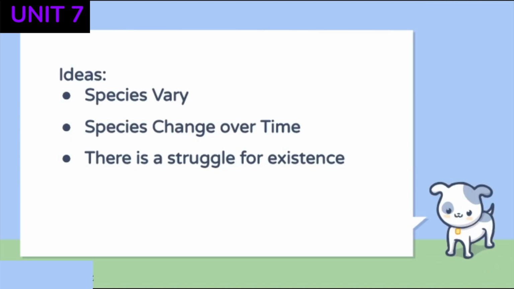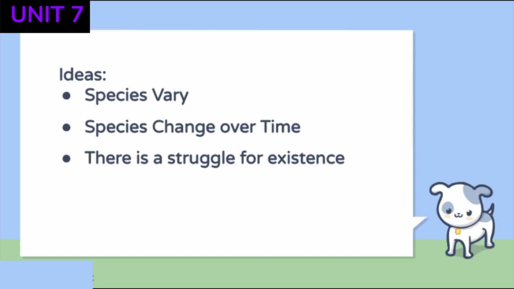First, species can vary. So within a population, we can have individuals with different versions of traits. We know this from when we were studying genetics. We saw there are different phenotypes within one particular population for a particular combination of genes. There is also the idea that species can change over time, and this is in relation to the populations. And last, there is a struggle for existence.